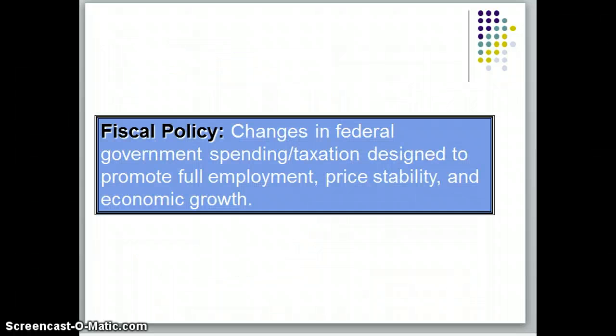So the official definition of fiscal policy, as you can see here on the screen, is a change in federal government spending and taxation designed to promote full employment, price stability, and economic growth. So essentially, in layman's terms, it's when the government institutes policy using spending and taxation to stabilize the economy, essentially keep us in full employment, keep prices stable, and continue economic growth, or to fight inflation and at the same time fight a recession or high unemployment. So how are they going to do that? Let's move on.